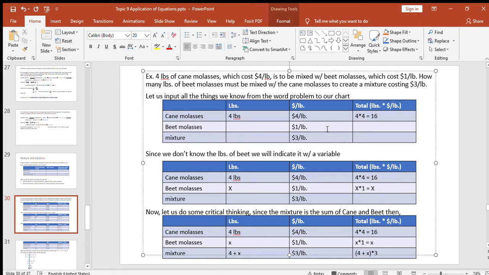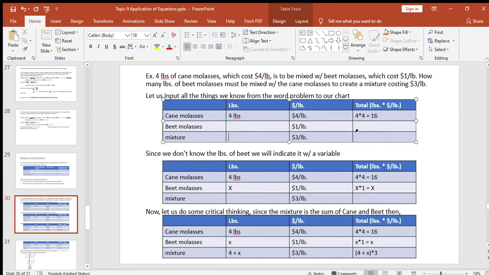And then beet molasses is $1 per pound. And then the mixture is $3 per pound. That's basically it, right? And then we can also find the total, which is 4 times 4 is 16. So that's basically $16. So we have 1, 2, 3, 4 things missing. So what do we do?